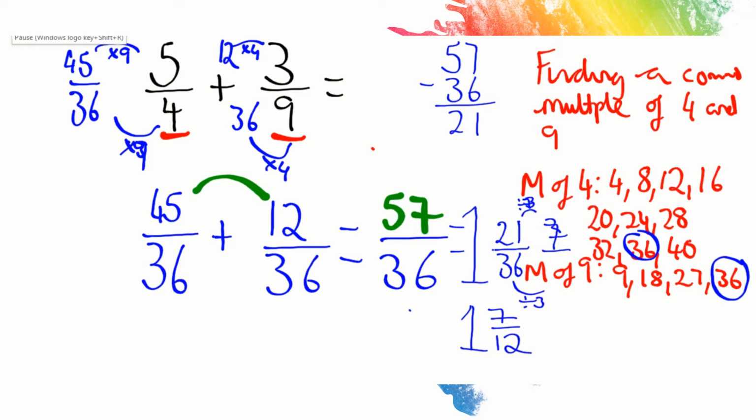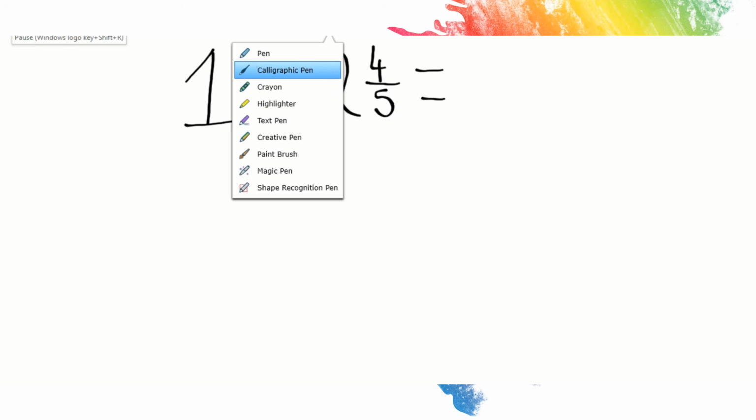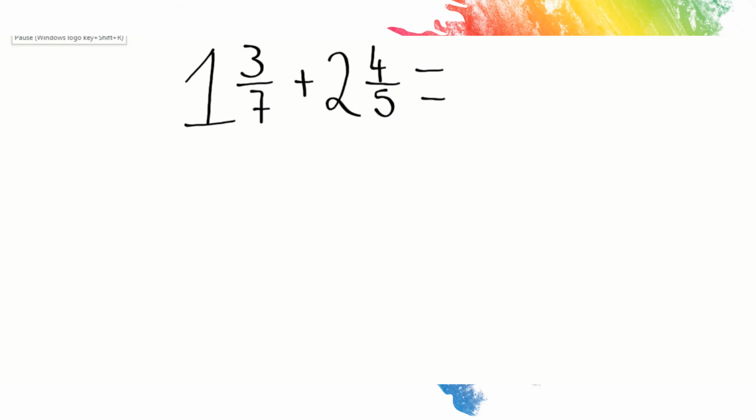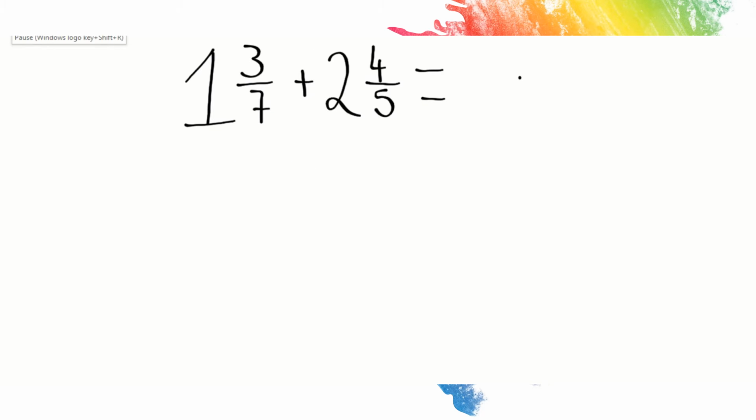Let's try another one. So this time we have mixed numbers, which is helpful. And it can be the same issue. So the first job I'm going to do this time is I'm going to take my mixed numbers and I'm going to add those two together. I've got 3 wholes already. Then I can do what I did before. I'm going to find the common multiples.